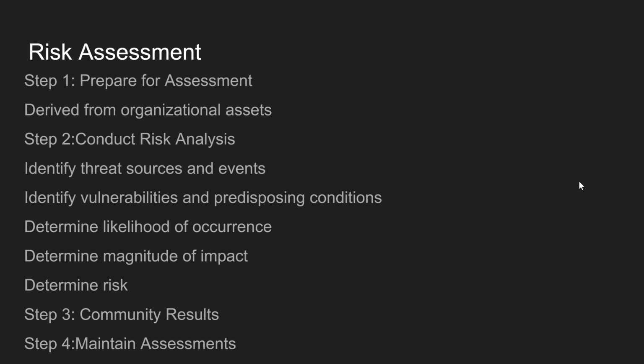Risk assessment. Step 1: Prepare for assessment, derived from organizational assets. Step 2: Conduct risk analysis. Identify threat sources and events. Identify vulnerabilities and predisposing conditions. Determine likelihood of occurrence. Determine magnitude of impact. Determine risk. Step 3: Communicate results. Step 4: Maintain assessments.